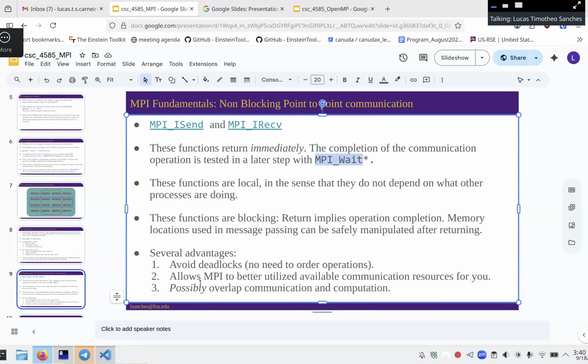And this also opens up a very interesting possibility. The possibility of overlapping computation and communication, right? Can you guys see why that is true?